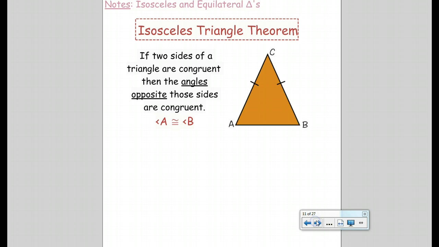Okay? Moving on. We have a theorem that says, hey, guess what? If 2 of the sides are congruent, then 2 of the angles are congruent. It makes sense. 2 and 2. But which angles are they? Well, if you draw an arrow away from the tick marks, those are the angles that are congruent. So go ahead and mark your picture. Angle A is the same measure as angle B. They're always away from the tick marks.